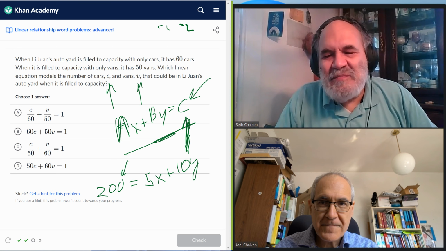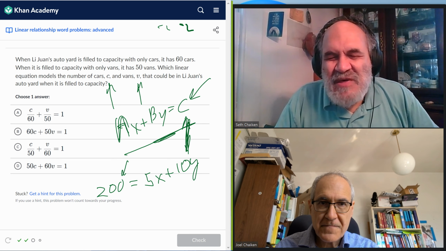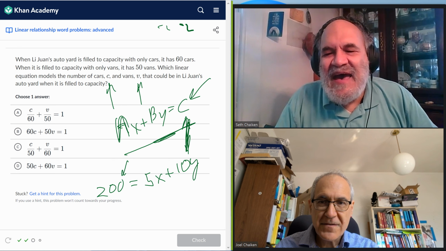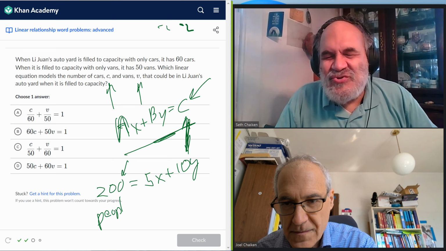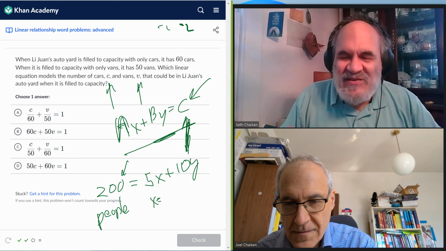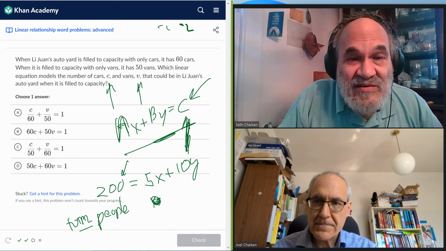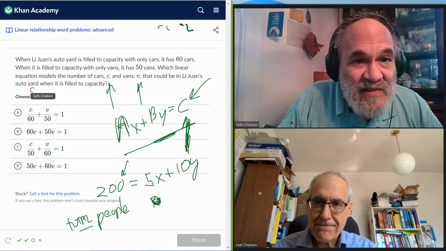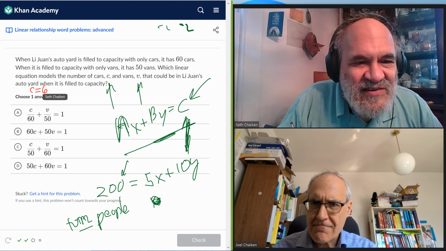So what I think people need to realize is that when you express a trade-off, you don't write an equation that says there's a negative. You actually add the things together to form the constraint. And what led me to the solution right away is that when the lot is filled to capacity with cars, C is 60.